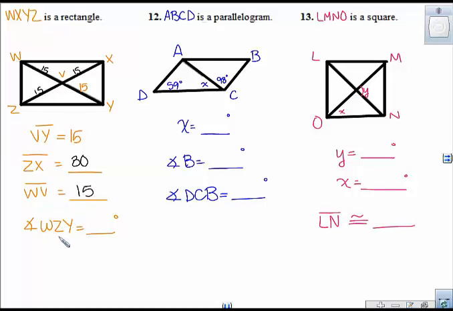And they ask us about angle WZY. WZY, so that's this angle here. Well, in a rectangle, what are all four angles? 90 degrees. So this would be 90 degrees.